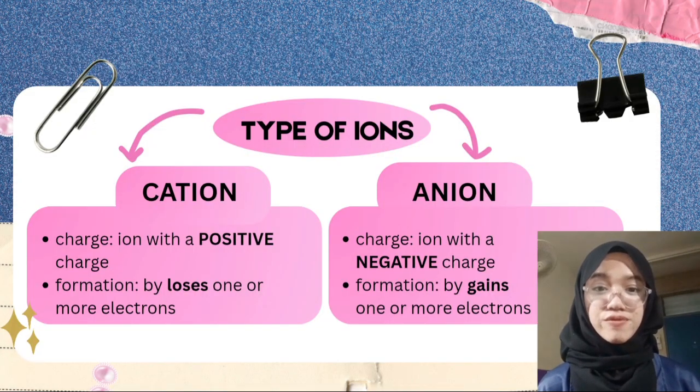Next, we have two types of ions. We have cation and anion. A cation is an ion with a positive charge. It is formed when a neutral atom loses one or more electrons. For example, sodium Na becomes Na+. An anion is an ion with a negative charge. It occurs when a neutral atom gains one or more electrons.